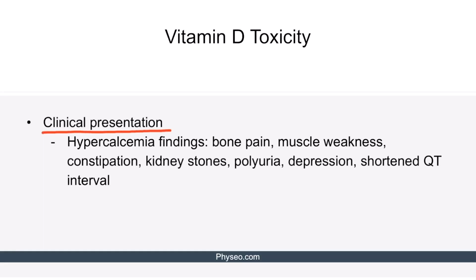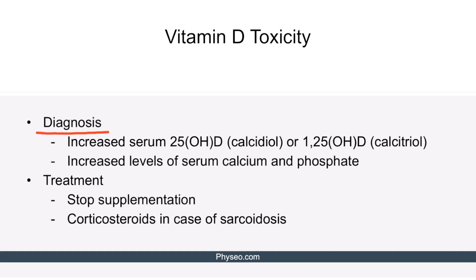The clinical presentation of vitamin D toxicity is mainly associated with the resulting hypercalcemia. Common manifestations are bone pain, muscle weakness, constipation, kidney stones, polyuria, depression, and shortened QT interval on ECG. The diagnosis of vitamin D toxicity is achieved by measuring serum levels of calcidiol and calcitriol.